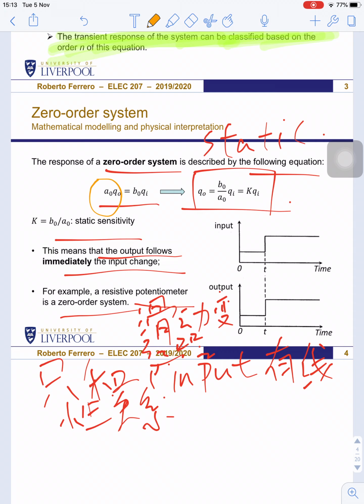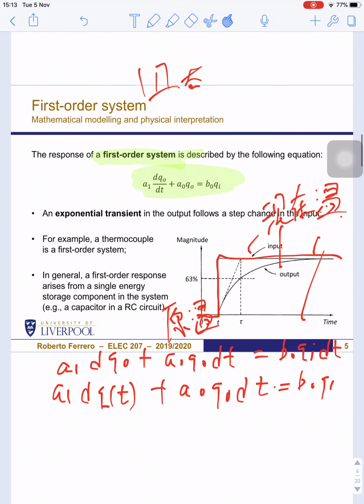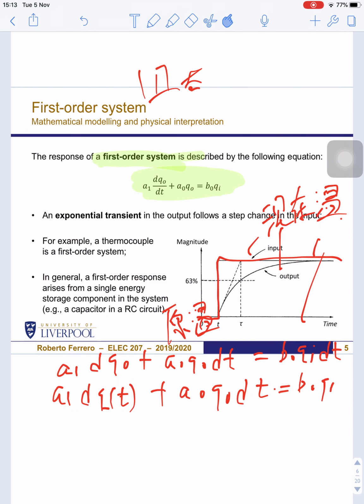For example, the resistive potentiometer is a zero order system, which means that the moment you change the position of the potentiometer, you have the corresponding change in the output. So therefore, it is a zero order system.